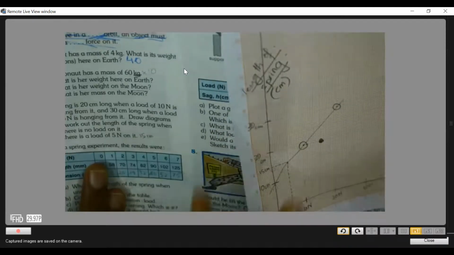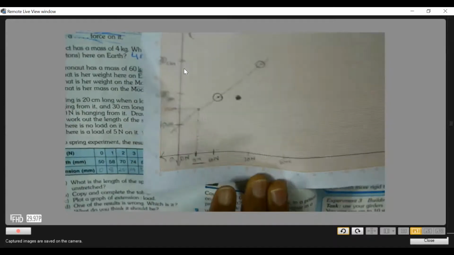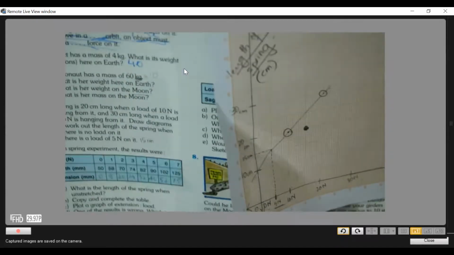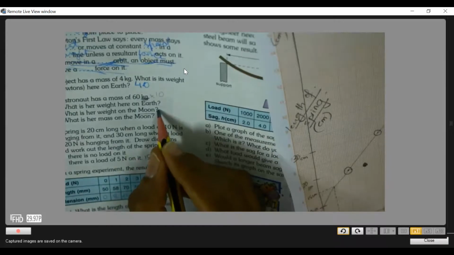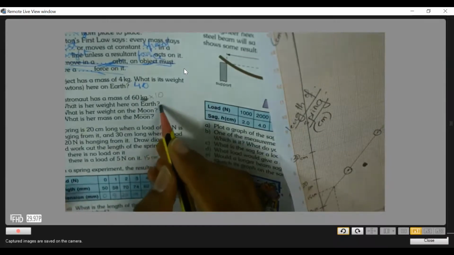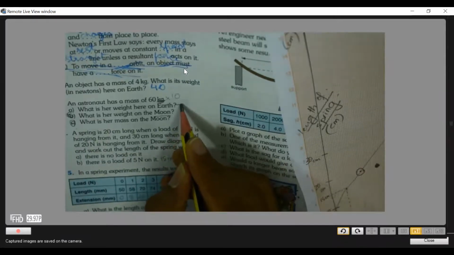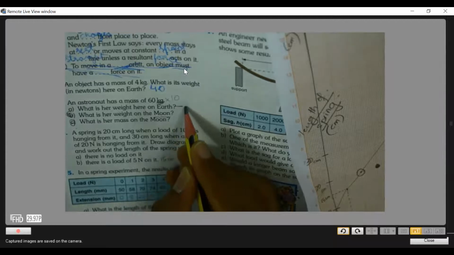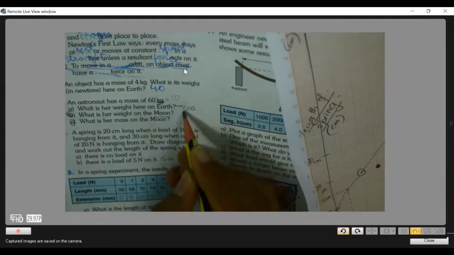Okay, Faizan? Teacher, I had another question in question number 3. What is her weight on the moon? How to find that? Okay, so did you calculate the weight on the Earth? Yeah, teacher, the answer is 600. Right. You divide that by 6.